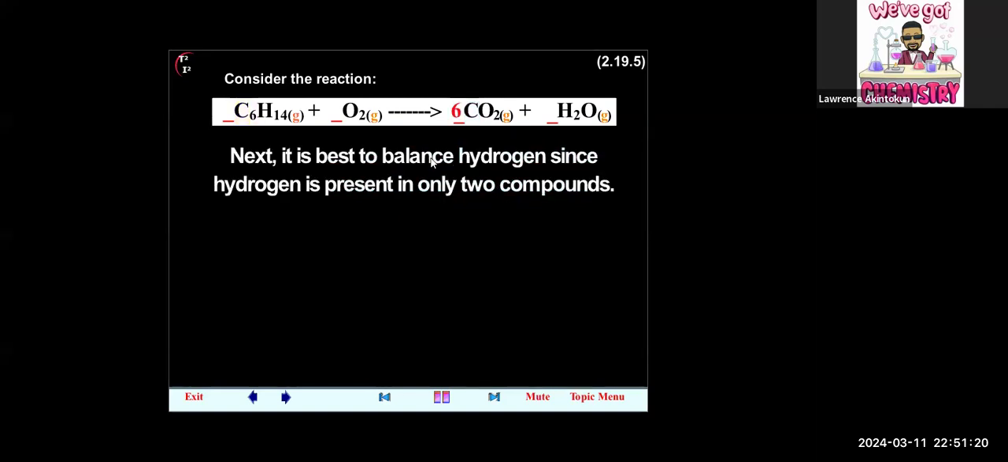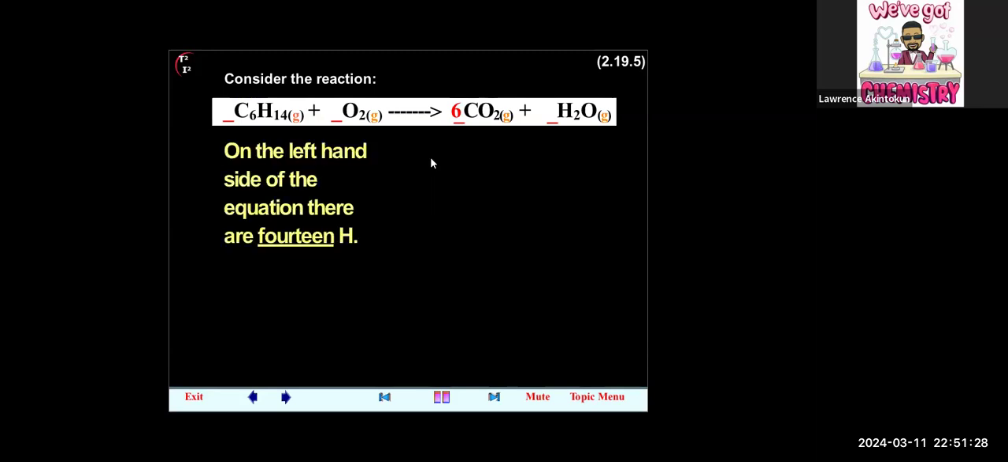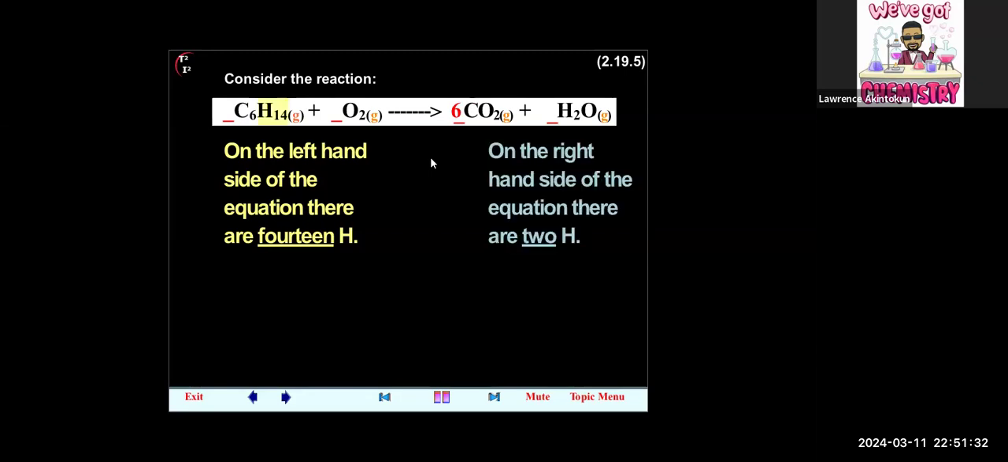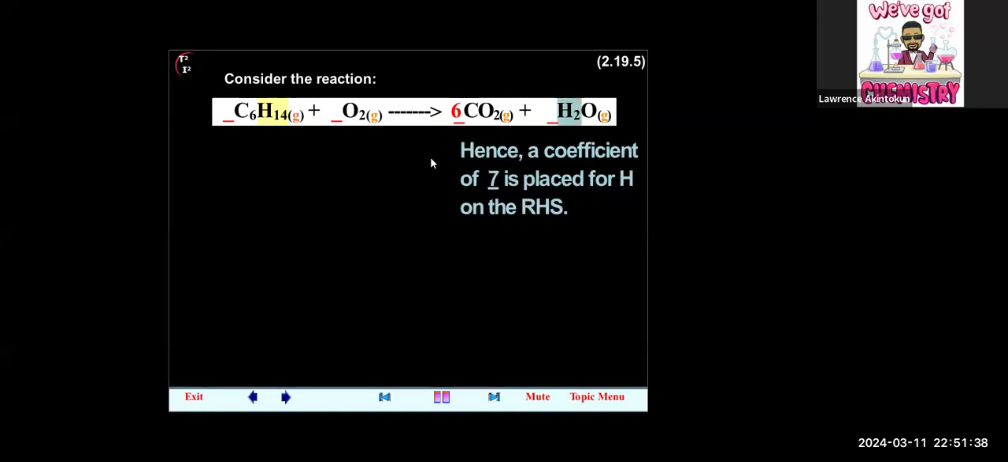Next, it is best to balance hydrogen, since hydrogen is present in only 2 compounds. On the left-hand side of the equation, there are 14 H's. On the right-hand side of the equation, there are 2 H. Hence, a coefficient of 7 is placed for H on the right-hand side.